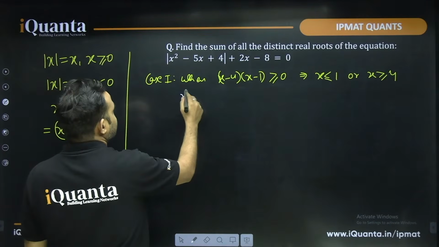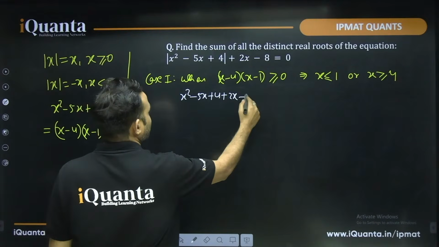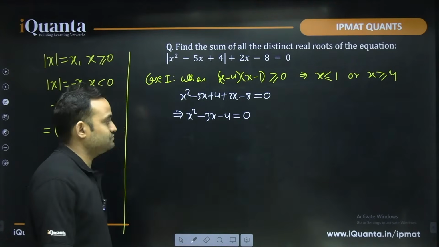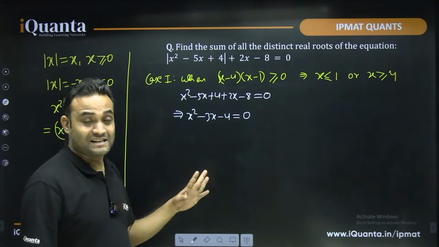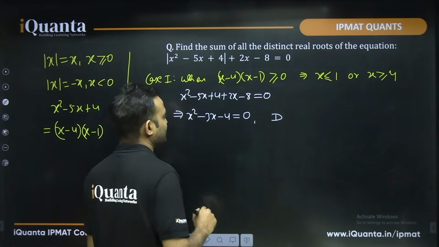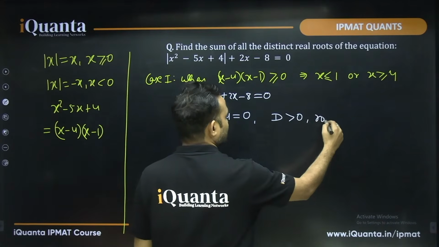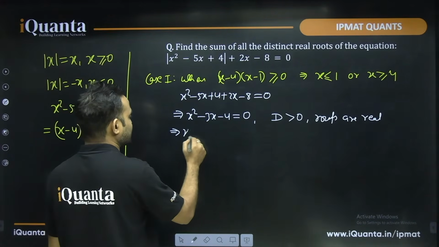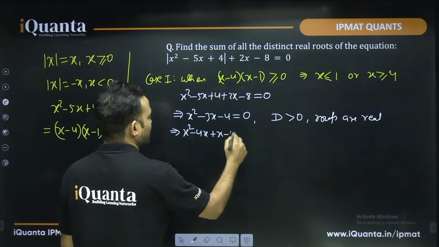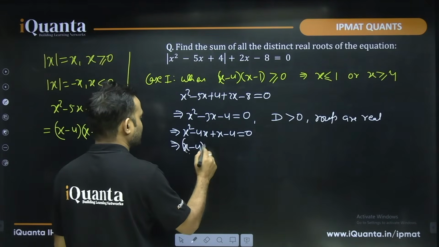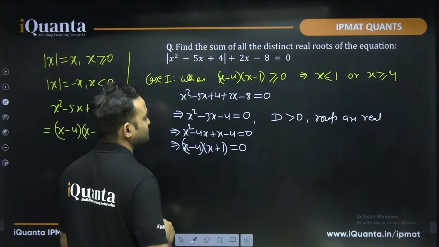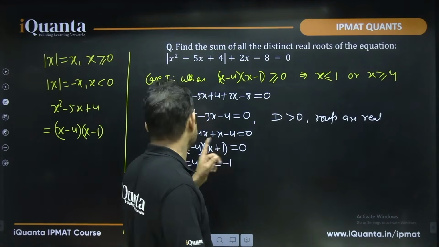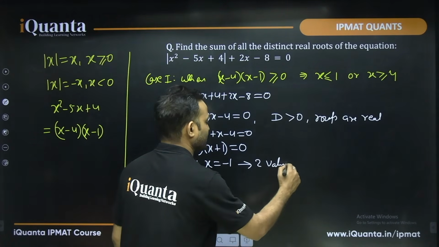So we can write x² - 5x + 4 + 2x - 8 = 0, or x² - 3x - 4 = 0. Right? Now check the discriminant. You don't need to check anything else. Discriminant D is greater than 0, so roots are real. What are those roots? x² - 4x + x - 4 = 0, or (x - 4)(x + 1) = 0. So x = 4, x = -1. We had taken x less than or equal to 1, x greater than or equal to 4, so two values we get from here.